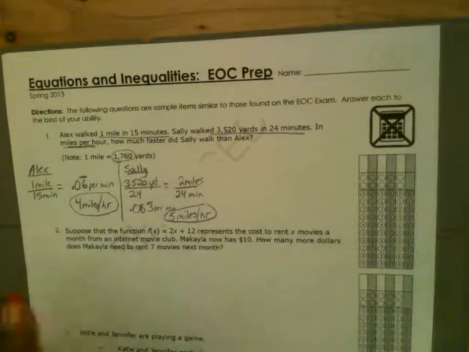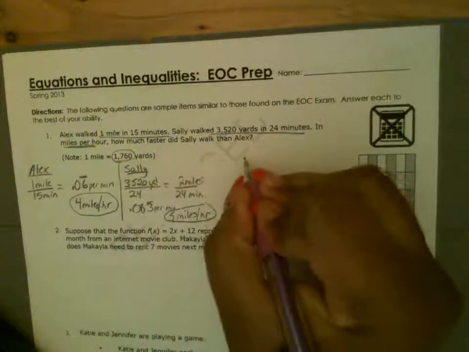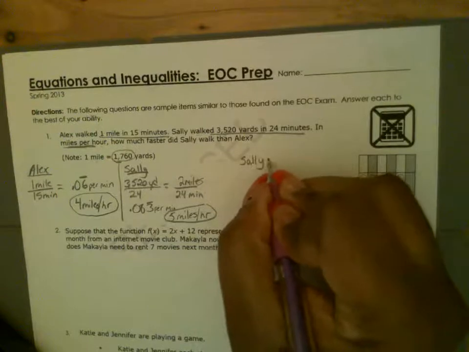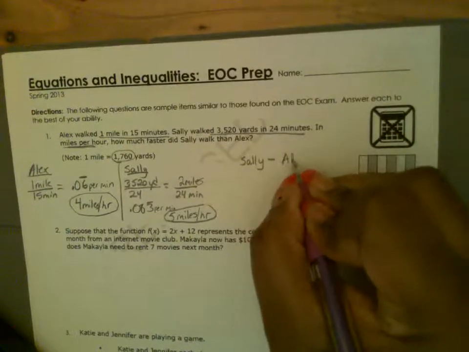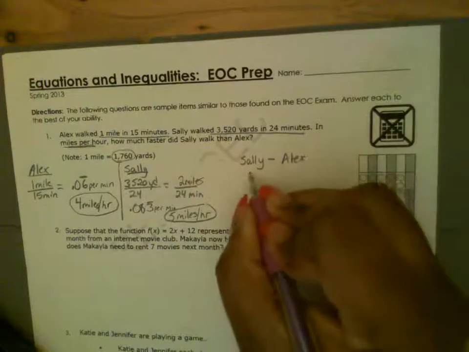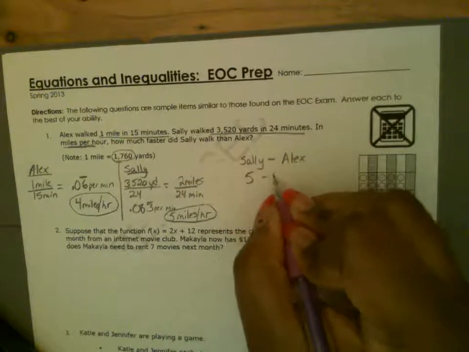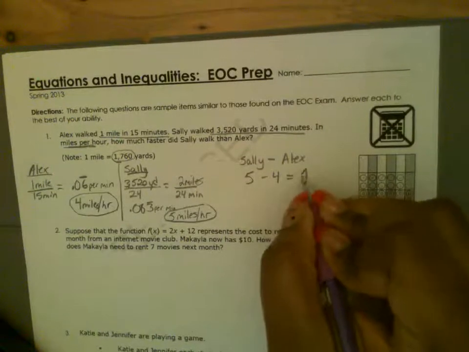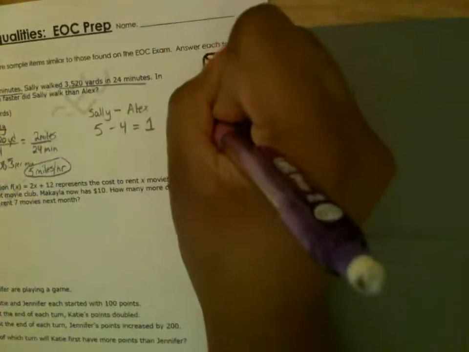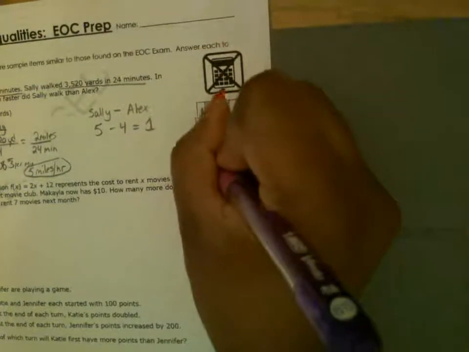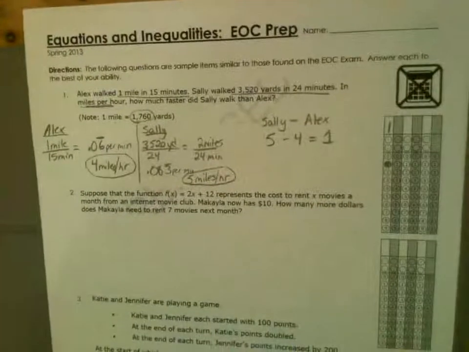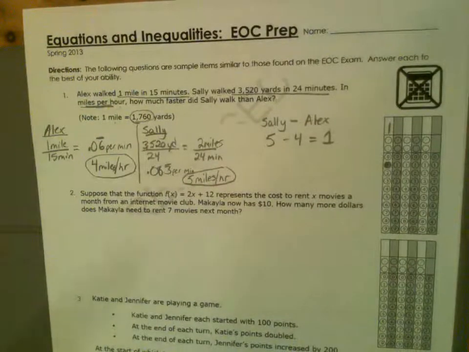So for the difference between the two, we say Sally minus Alex. Okay, and so that's going to be 5 minus 4, which is equal to 1. So the difference is 1 mile. So we're going to put 1 here and bubble in 1. Okay? Please make sure that you show your work. Rewind if you need to see it again.